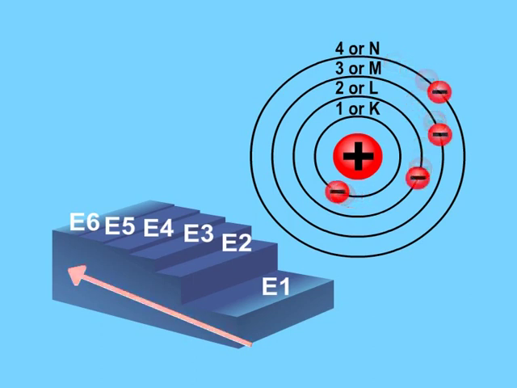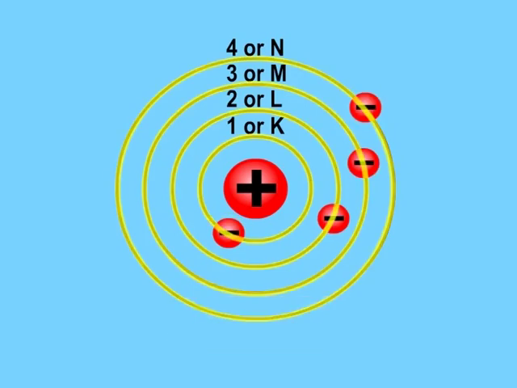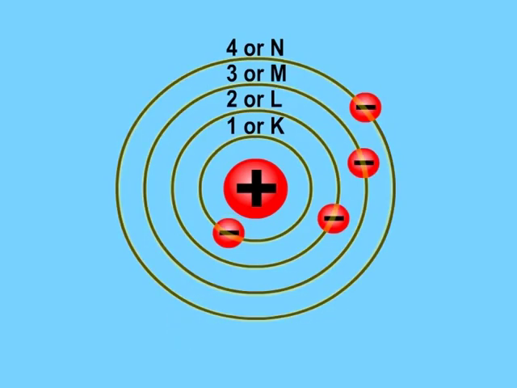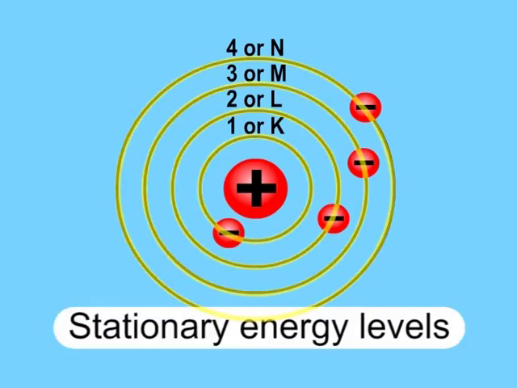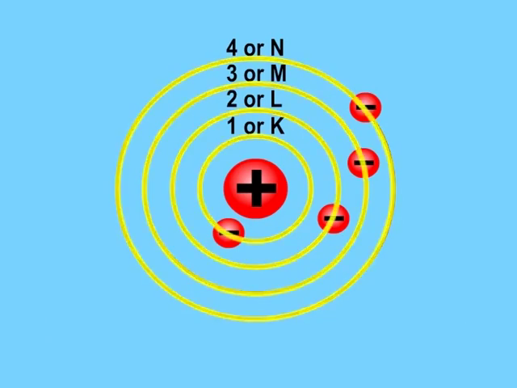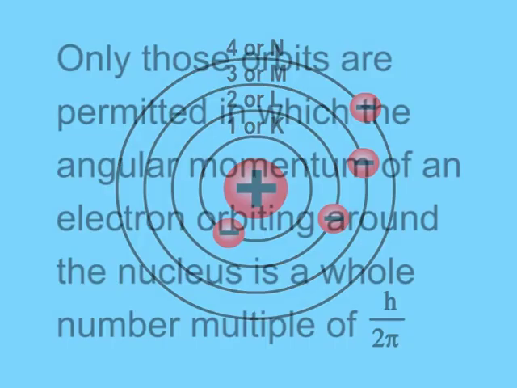While in these specific orbits, an electron does not radiate energy. As we know, energy of an electron neither increases nor decreases in orbits. These are referred to as stationary energy levels. Let us move on to the third postulate.